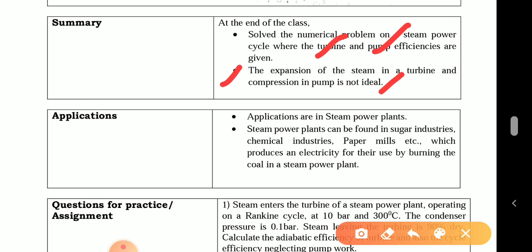Then what are the applications? The applications of this are found in steam power plants. It may also be found in chemical industries, paper mills, or sugar industries.